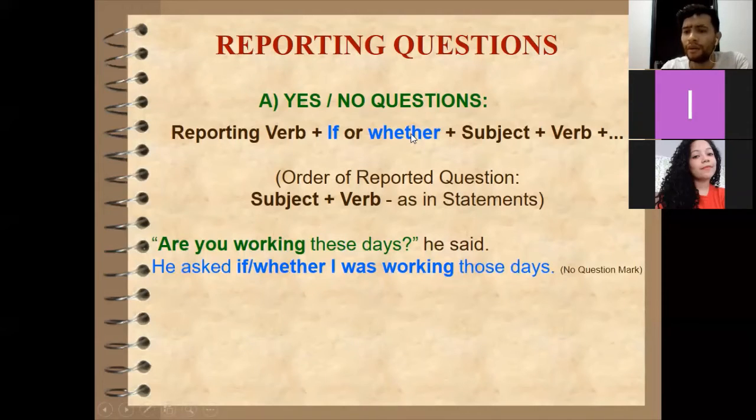So in the case of whether, remember, it's just the same as if. It means the same. It's just more formal, right? So he asked if I was working these days, or he asked whether I was working these days.